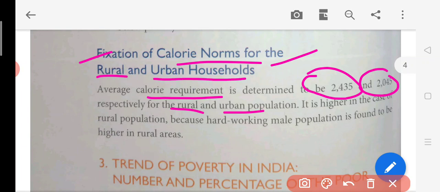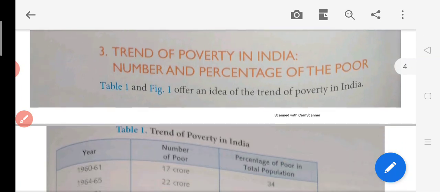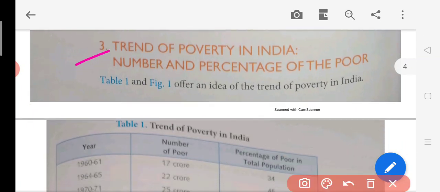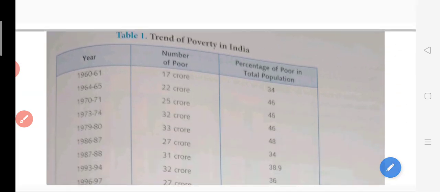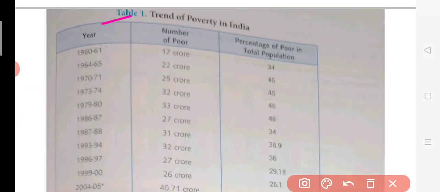Okay. Now, the trend of poverty in India. Now we'll be looking at this trend of poverty in India. कि इंडिया में poverty का trend क्या है, number of percentages क्या है people के. Now look at this data. यहाँ पर जो table 1 है इसको देखते हैं अपन. The first thing here, table 1, trend of poverty line.